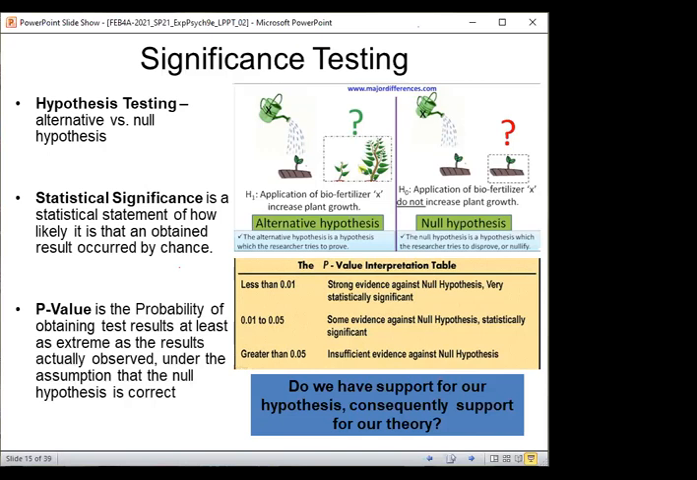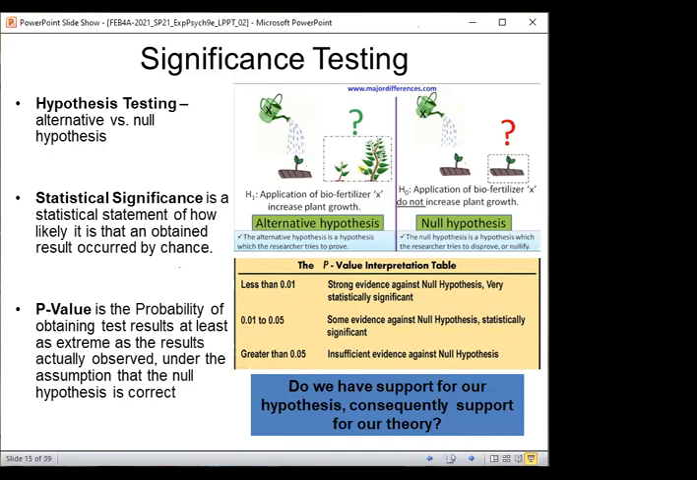So we have some support that our biofertilizer is doing something. It is growing, okay, but it's not as comfortable as we would like it to be. We wish to have the following: less than 0.01. So if we had something that said 0.0001, which is a lot more zeros than we have here, that would have strong evidence against the null hypothesis.